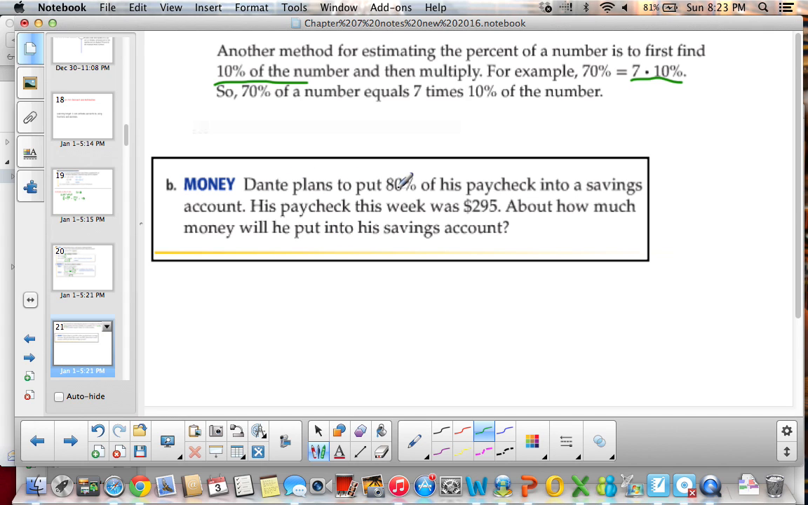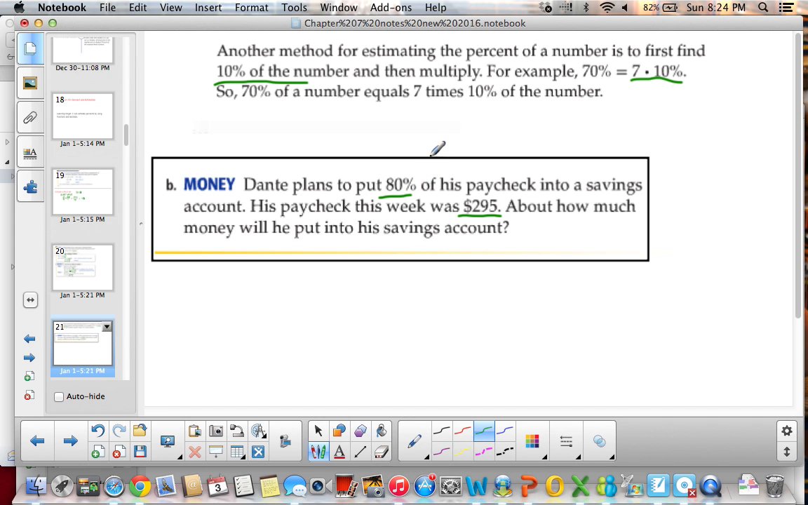Dante plans to put 80% of his paycheck into a savings account. His paycheck this week was $295. About how much money will he put into his savings account? So if it's a multiple of 10, then it's best to do this 10% and then multiplying it.